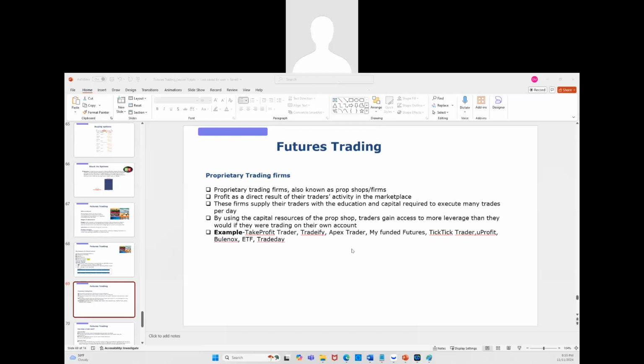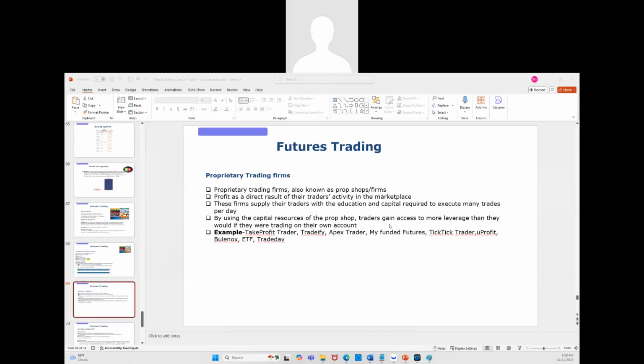Yeah, so that leverage is the advantage. That's what the next point is saying. By using the capital resources of a prop shop, traders gain access to more leverage than they would if they were trading on their own account. Trust me, there's an advantage. I have an account right now which is all my own money. The advantage is that you have more flexibility. If you put $100,000 in a futures account right now, you can trade as you want.